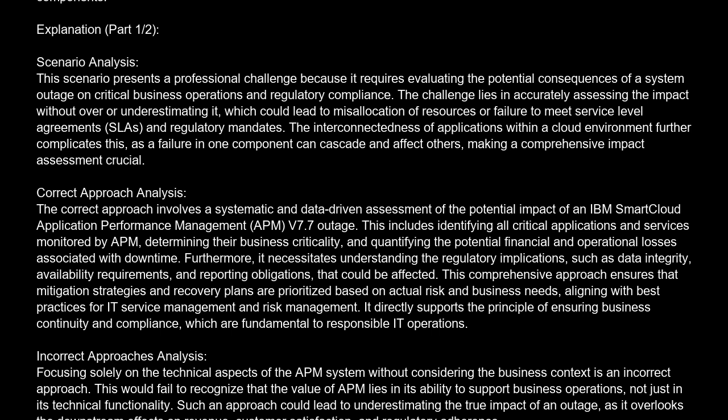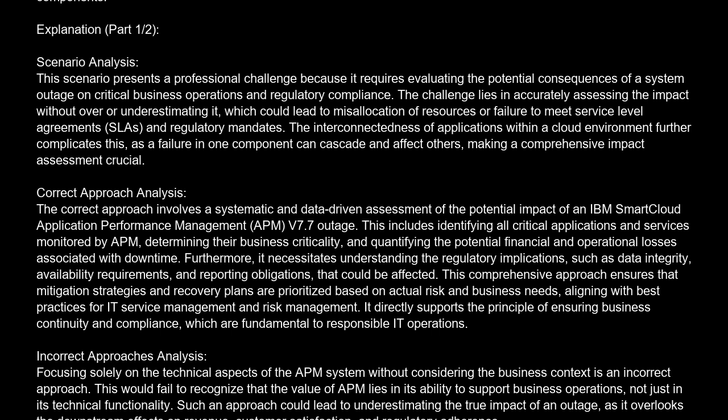Explanation. Scenario analysis. This scenario presents a professional challenge because it requires evaluating the potential consequences of a system outage on critical business operations and regulatory compliance. The challenge lies in accurately assessing the impact without over- or underestimating it, which could lead to misallocation of resources or failure to meet service-level agreements, SLAs, and regulatory mandates. The interconnectedness of applications within a cloud environment further complicates this, as a failure in one component can cascade and affect others, making a comprehensive impact assessment crucial.